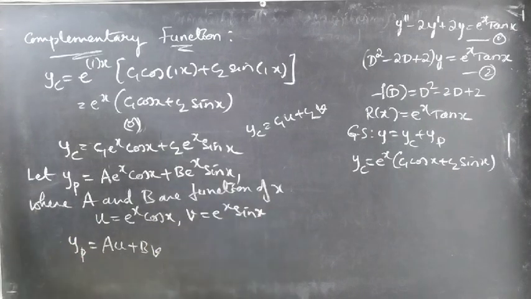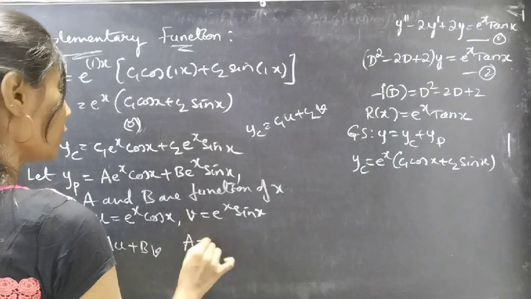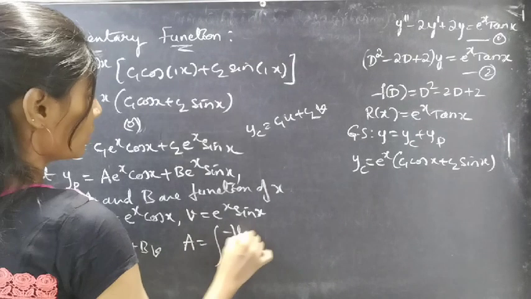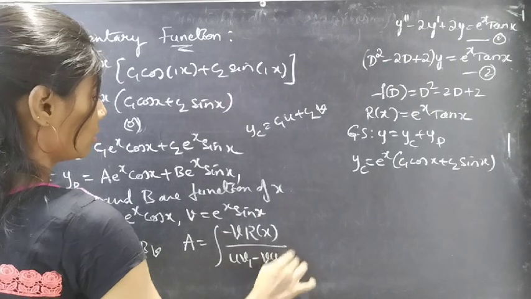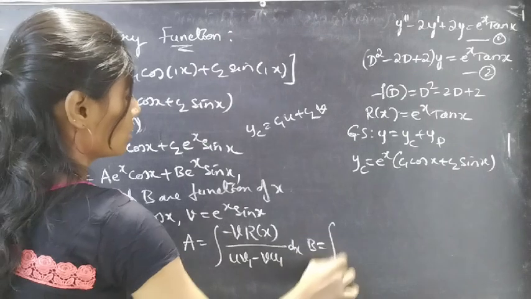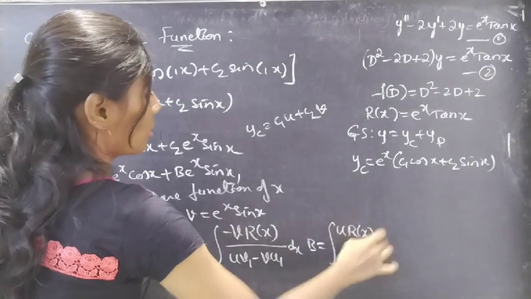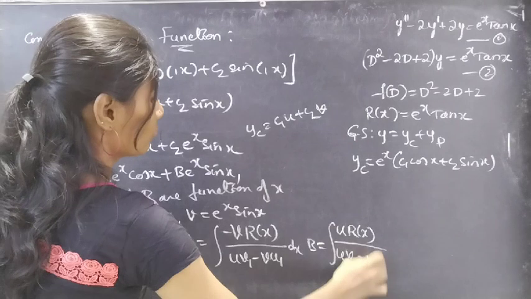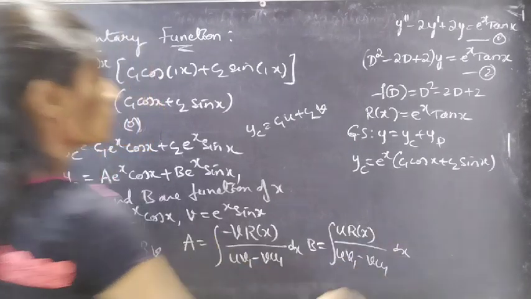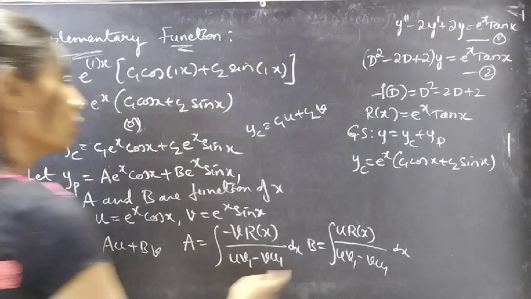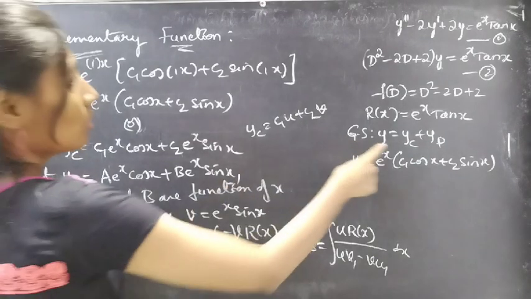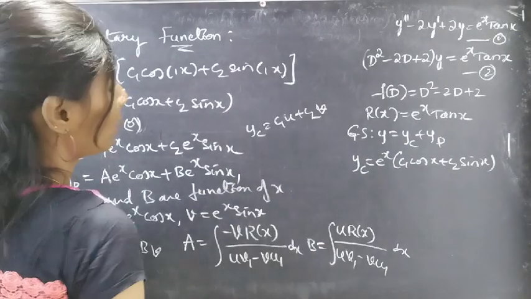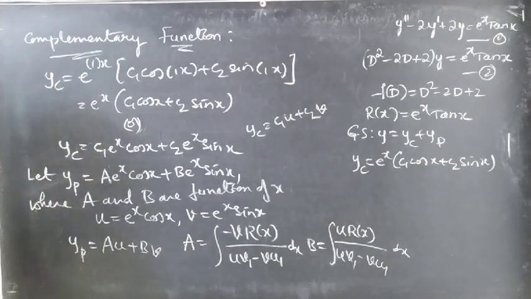Here we are going to find a and b using some formulas. We'll find a using integral of minus v into r of x by uv1 minus vu1 into dx, and b is given by integral of u into r of x by uv1 minus vu1 into dx. If you notice, we have uv1 minus vu1 in both formulas, so we'll begin with uv1 minus vu1. Later we'll find a, b and yp, and finally we'll get the general solution by substituting yc and yp in y equal to yc plus yp.